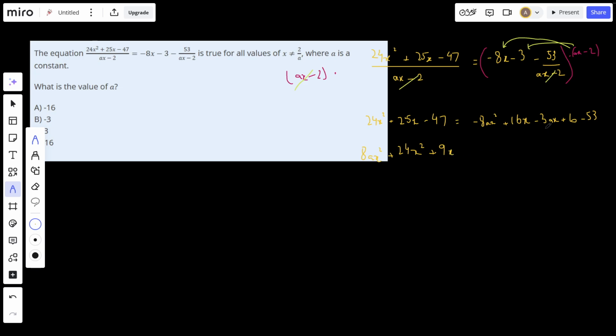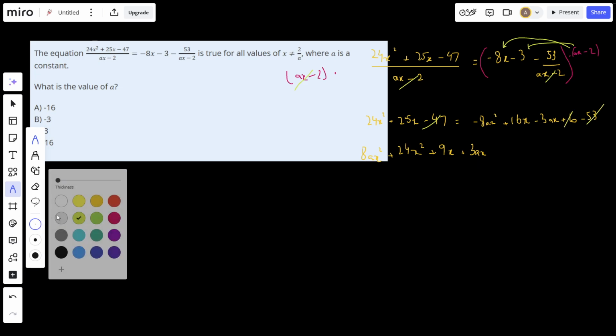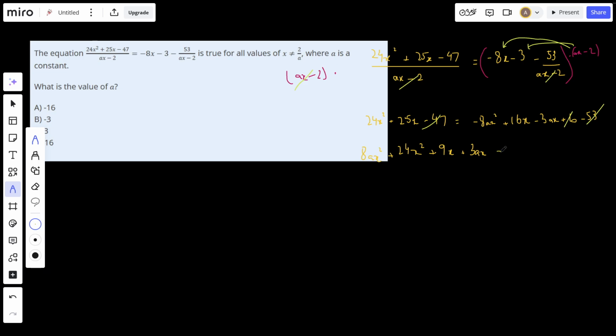And we can move the 3ax onto the left hand side as well. And remember to change the signs, so that's plus 3ax. It's the only expression that has an ax, so we don't do anything with it. And minus 53 plus 6 is minus 47, so we have minus 47 on the right hand side and minus 47 on the left hand side, and they cancel each other out. So we can get rid of the minus 47 and the 6 and the minus 53. So we are left with 0 on the right hand side.